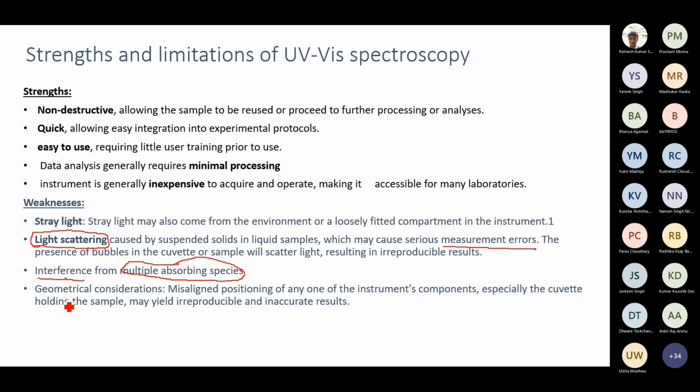Now the next weakness is geometrical configuration, in which if we put the cuvette in a wrong position, or if any of the components of the instrument are not aligned in their proper place, then it may lead to erroneous measurements. So the position of the cuvette and the other components is very important. So these are the weaknesses of the UV spectrometer, which can be easily avoided with careful handling.